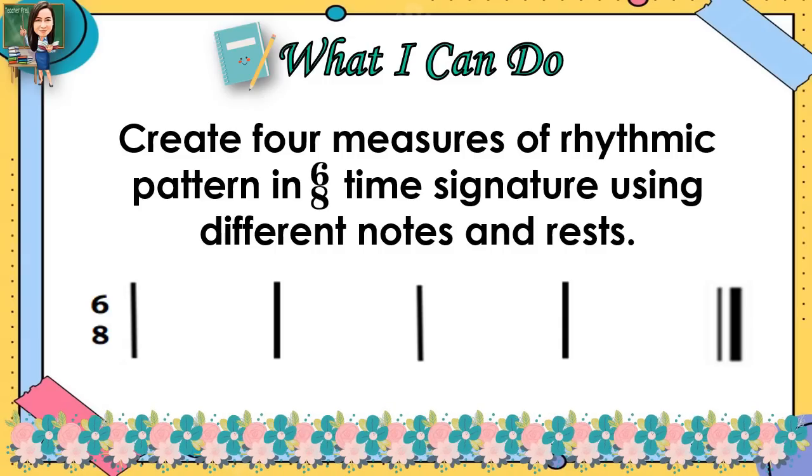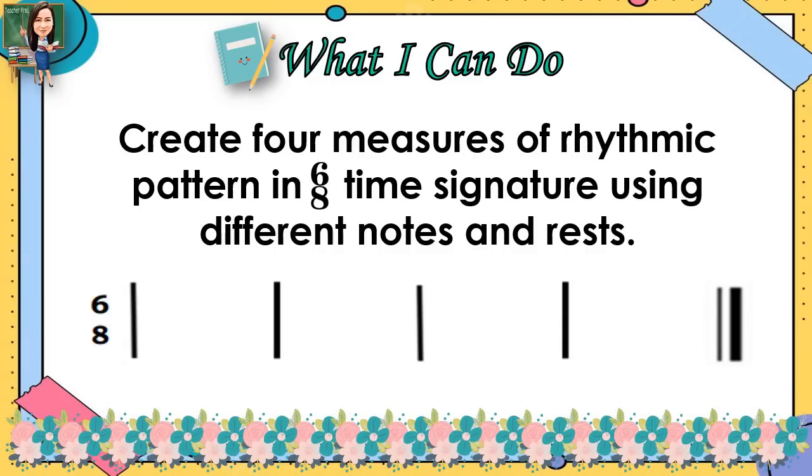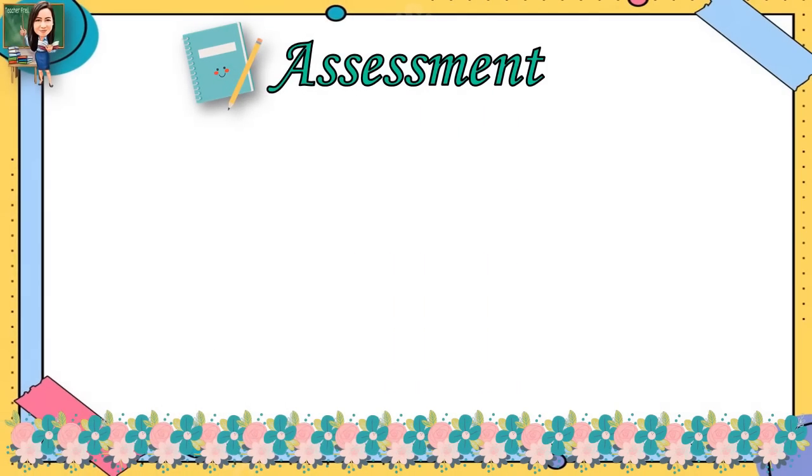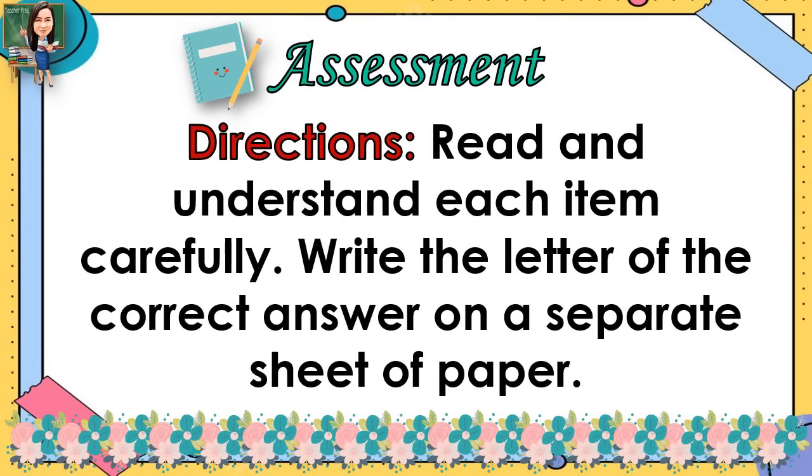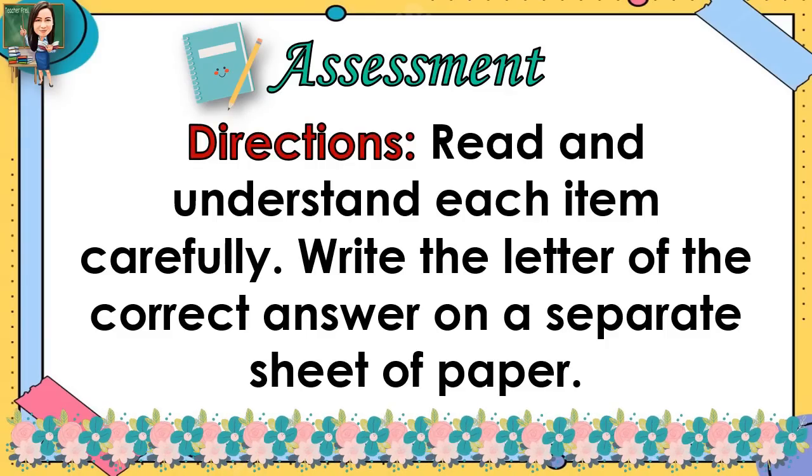Just create 4 measures of rhythmic pattern in 6/8 time signatures. For the assessment, read and understand each item carefully. Write the letter of the correct answer on a separate sheet of paper.